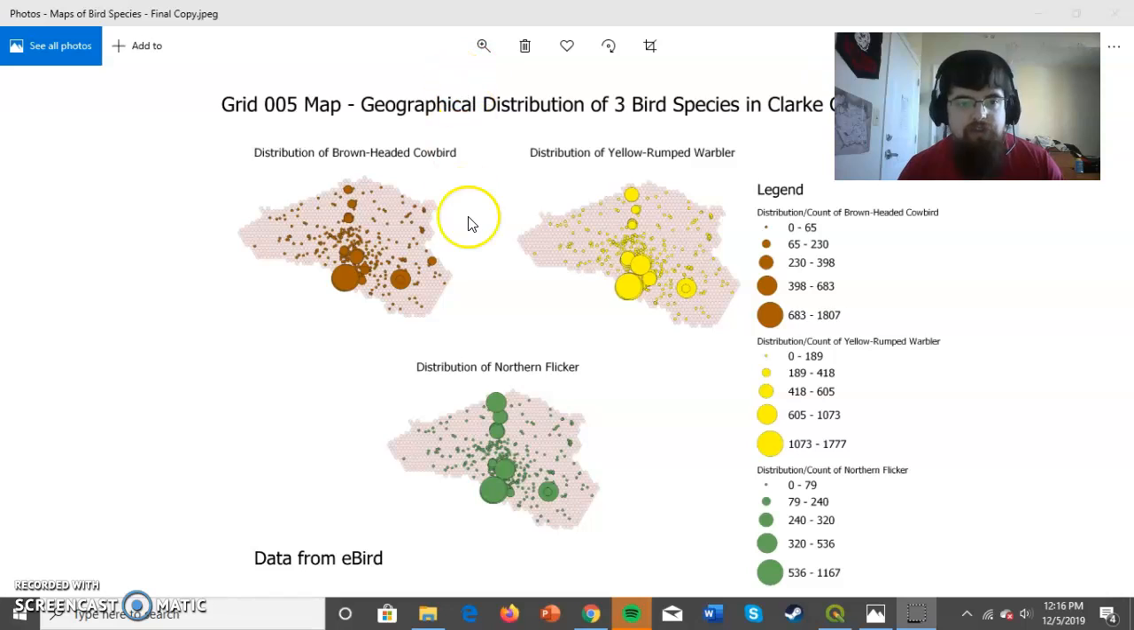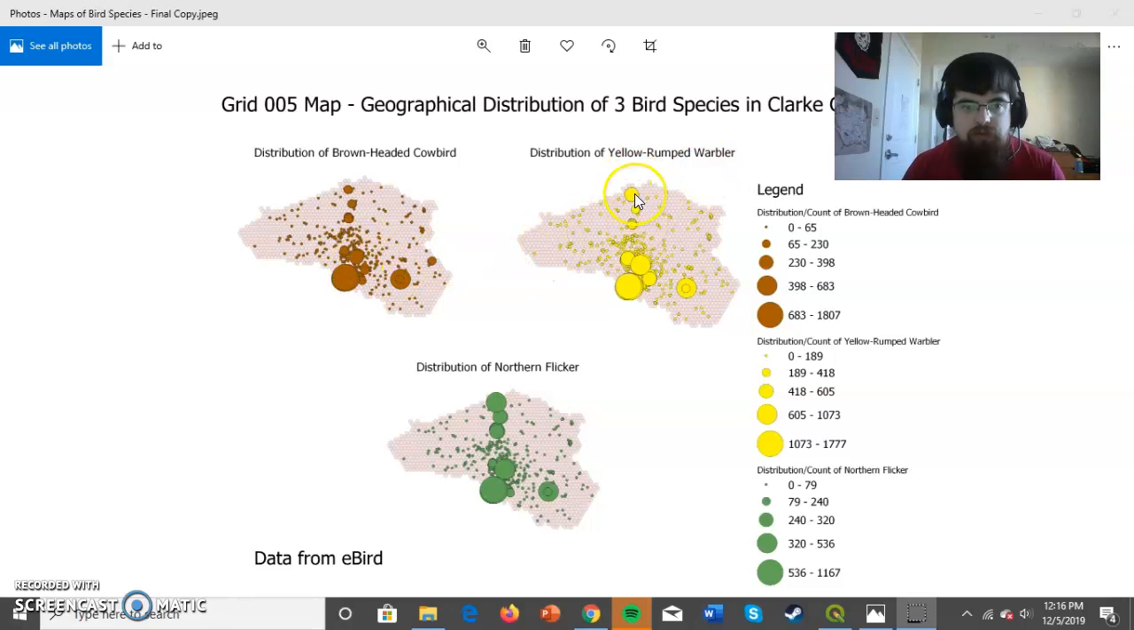And yes, there actually is a difference. As you can see, the distribution of the brown-headed cowbird is very concentrated here at the bottom. It's also very concentrated here towards the lower southern end. You also have this concentration right here that's highly concentrated. And up here, the northern part, it's somewhat concentrated, but not really. But if you compare it to the distribution of the northern warbler, it's very, very different. The northern warbler is more concentrated in the middle, which you can see right here. They're bigger circle sizes, meaning there are bigger counts in there.